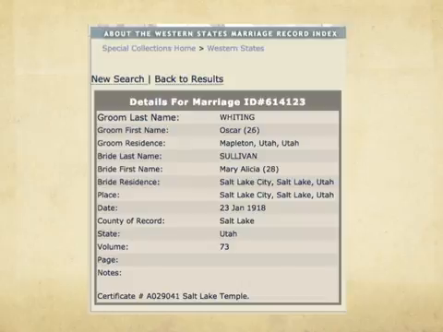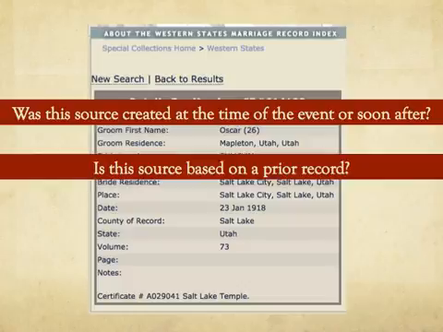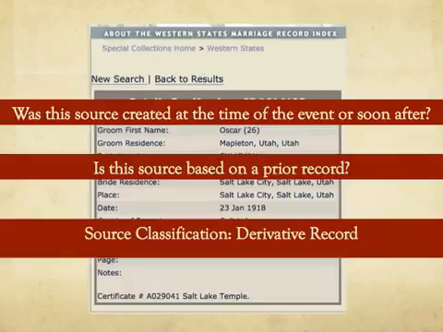Now we have an online entry from the Western States Marriage Record Index. Note that its name gives us a clue to its classification. First, was this source created at the time of the event? Maybe, maybe not. From this image, we don't know when this index was created. Is this source based on a prior record? Yes, this index was created based on actual marriage records. Lastly, does it contain multiple sources? No, it only looks at the marriage records, so we will classify this as a derivative record.